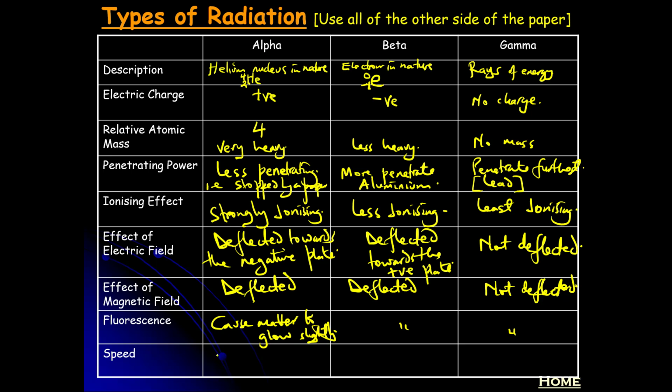The speed of motion, these ones are very slow and they can only cover a short distance. These ones are faster, they cover a slightly longer distance, and then the gamma rays are the fastest. They cover the longest distance. In fact, they move at the speed of light, 3.0 times 10 power 8 meters per second.